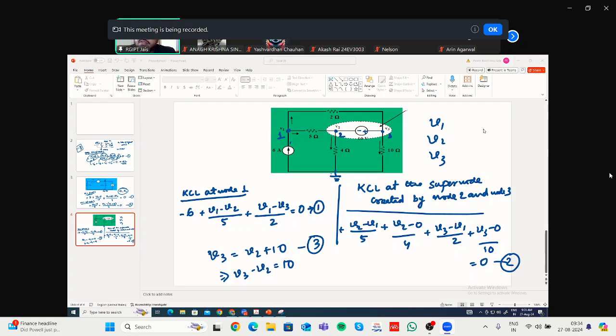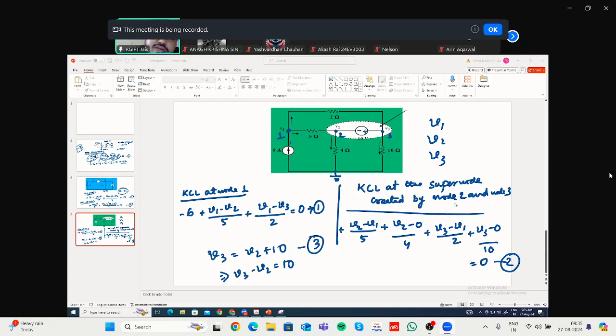Sir, how can we simply know that we have to apply a supernode? So first you identify the nodes. Okay, nodes you have identified. After identification of the nodes, if you see that there is a voltage source, only a voltage source, in between two nodes, then you can say that you have to apply the supernode.